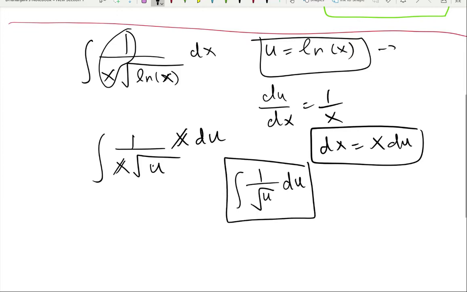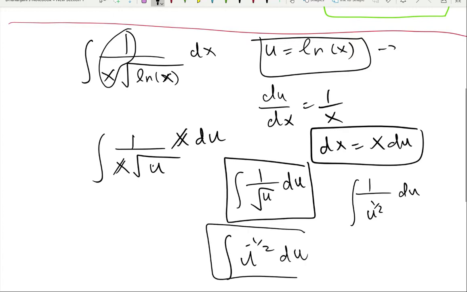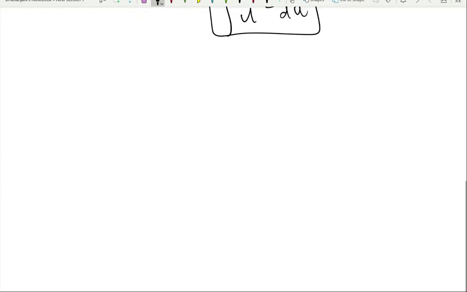All right, so I will let you do this by yourself. The hint is we can write 1 over square root u as 1 over u to the half. In the denominator you have u to the half. We can bring that to the numerator by writing u to the negative half, right? So I will let you solve the problem from here. Okay, it was not a hard problem.